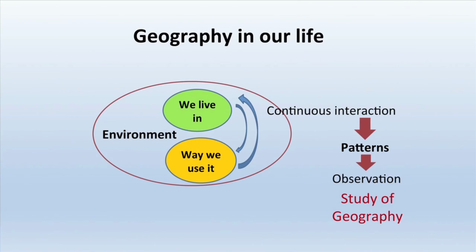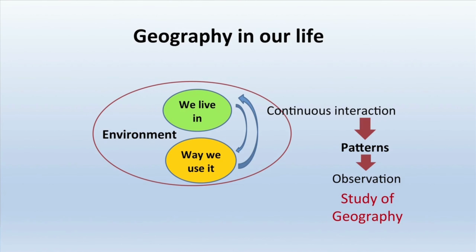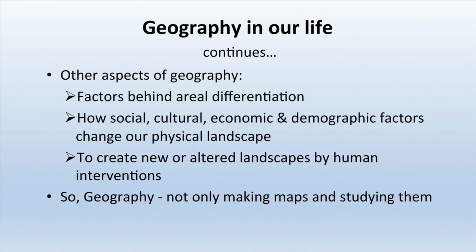Now, how is geography related to our life? We live in an environment and the way we use it both have an interconnection with each other. So, there is an environment where we live and then the way we use it. There is a continuous interaction between the way we live and the way we use the environment. Due to this interaction, a pattern emerges and we have to observe these patterns, and this observation of patterns is the study of geography. So, geography in a simple manner is the study of the patterns that emerge on the earth's surface with the interaction of human beings, natural aspects of the earth and everything.